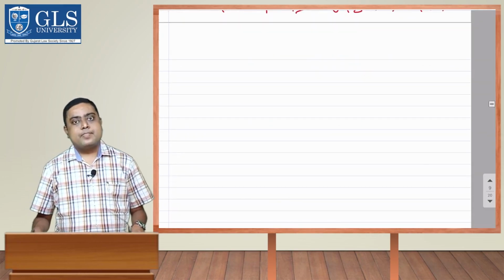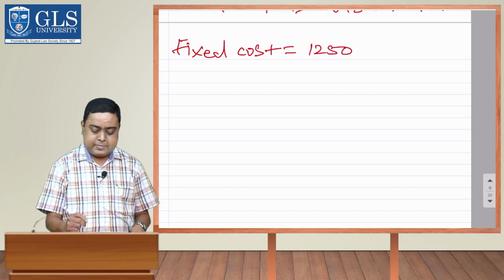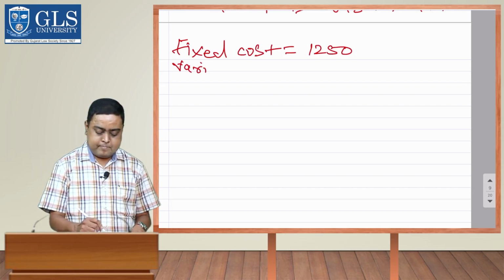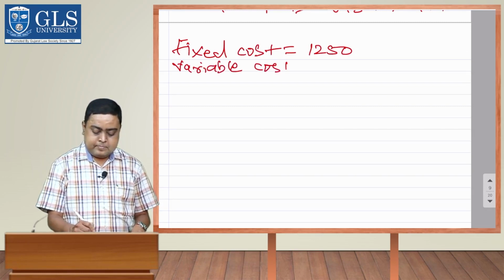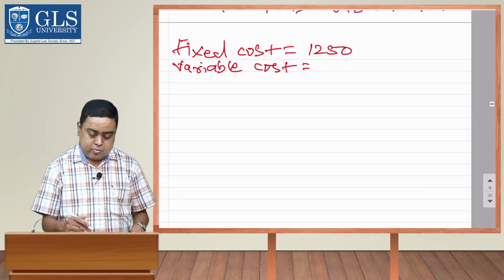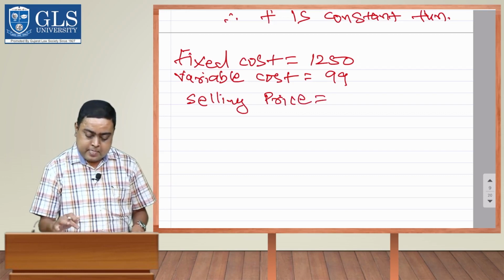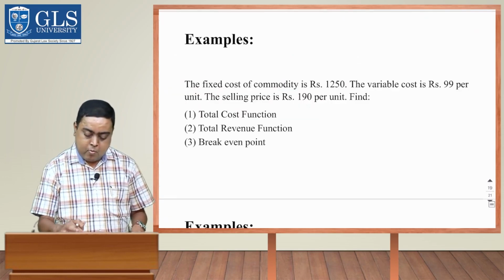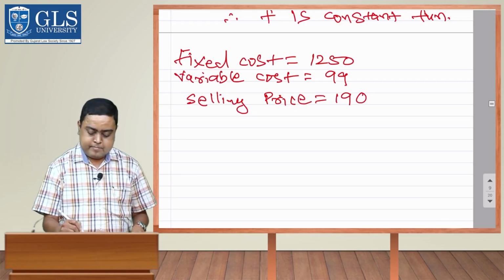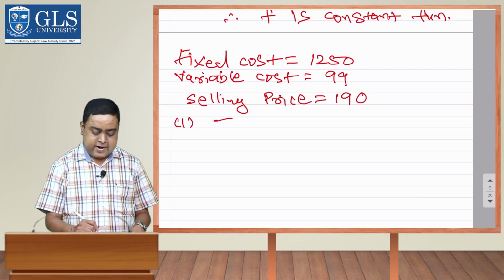So friends, in this problem, we are given fixed cost 1250, the variable cost is given equal to 99, and the selling price is given equal to 190, right? Now friends, first let me define the total cost function.